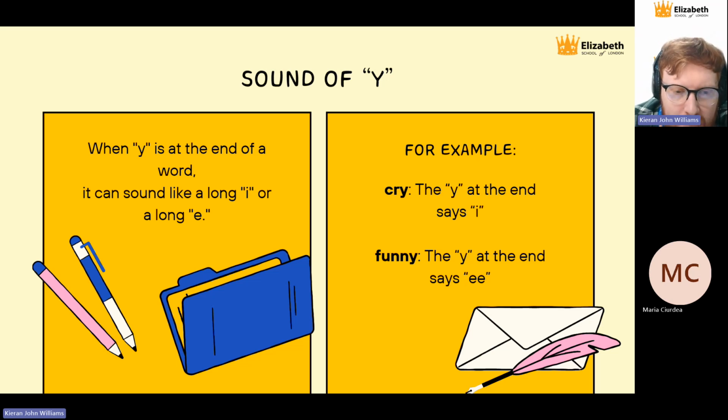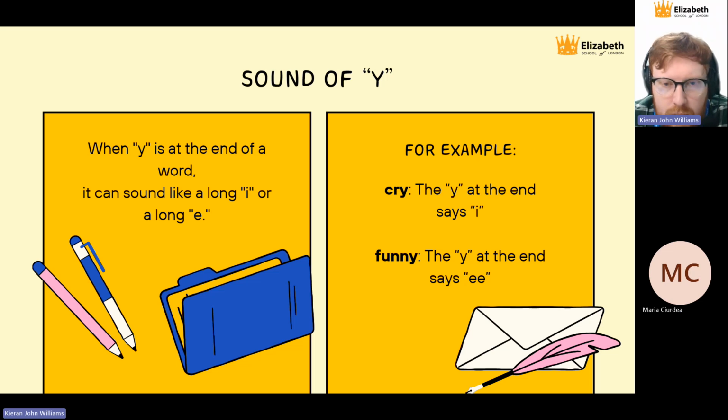Okay, can you think of any more words that have this I sound at the end with the letter Y? Try. Okay, good. And any other words where it would have the E sound with a Y? Lovely, lovely, happy, things like that. Good. Good work, Maria.